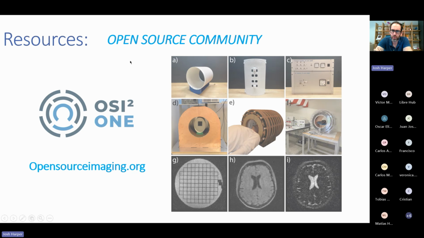And then, of course, the open source community. I think this is one of the most key resources. There are a lot of people that are very active in open source imaging. You can go to this website and you'll find resources on how to get connected to the Matrix page for open source imaging.